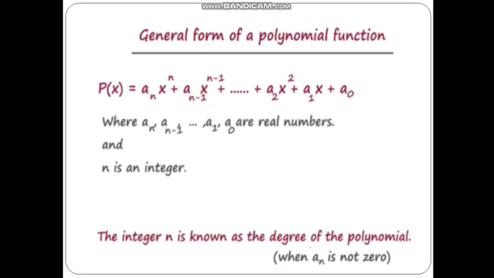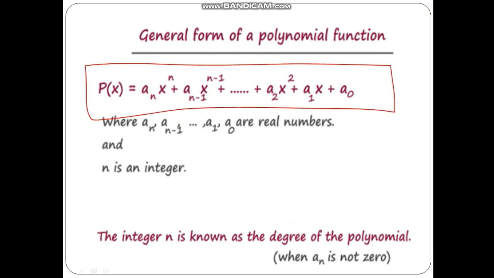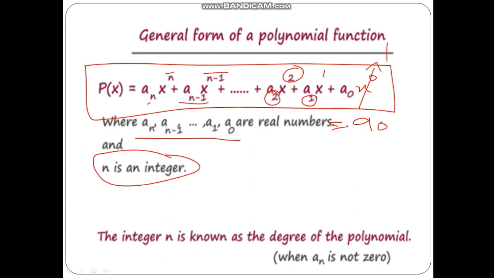The general form of the polynomial function is p of x equals an x raised to the power n, plus an minus 1 x raised to the power n minus 1, and so on, a2 x square, a1 x raised power 1, a0 x raised power 0, which will be considered as 1. So this will be a naught. Here an, an minus 1, a1 and a0 are real numbers and n is an integer. The integer n is known as the degree of the polynomial.